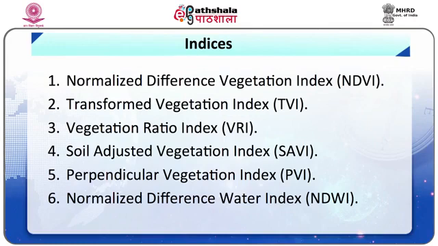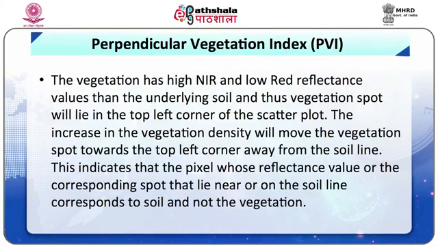The perpendicular vegetation index uses the red and NIR bands to calculate the perpendicular distance between the vegetation spots and the soil line in the R minus NIR plot. The vegetation has high NIR and low red reflectance values compared to the underlying soil, and thus vegetation spots will lie in the top left corner of the scatter plot. The increase in the vegetation density will move the vegetation spot towards the top left corner, away from the soil line. This indicates that a pixel whose reflectance values correspond to a spot that lies near or on the soil line corresponds to soil and not vegetation.